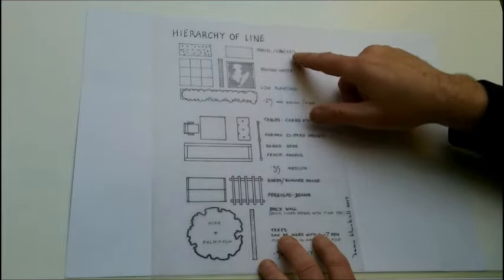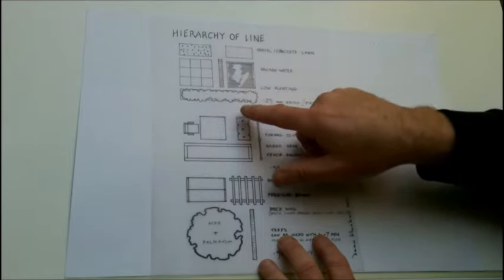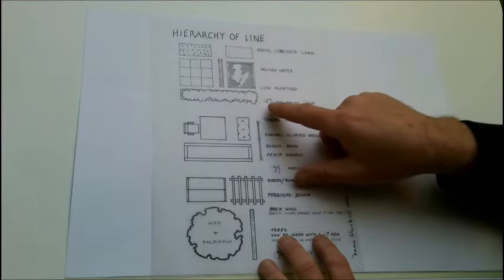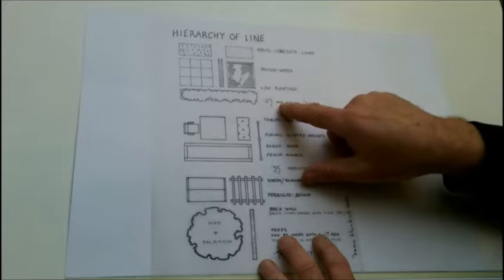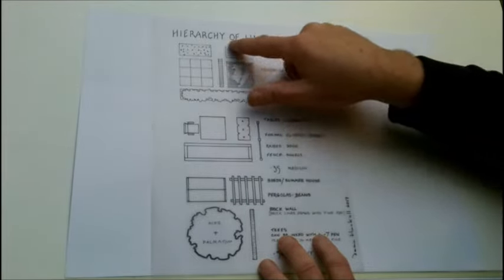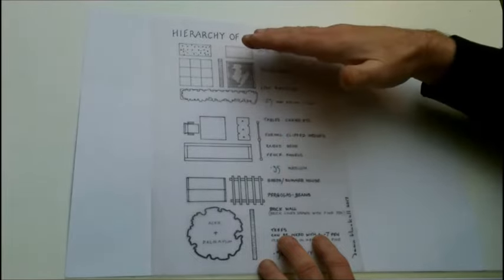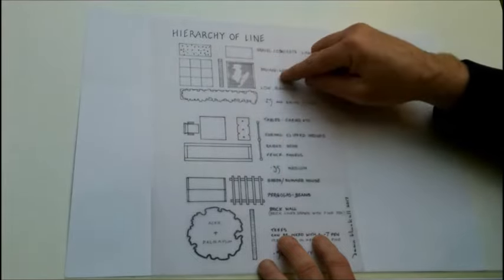For gravel, concrete, lawn, for paving, for water and for low planting, we use a pen 2.5 and below. A fine pen is used for those very, very low ground level graphics.